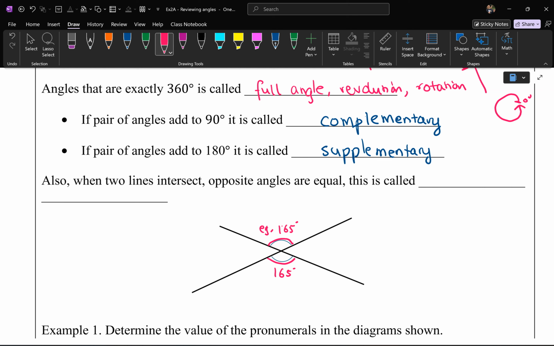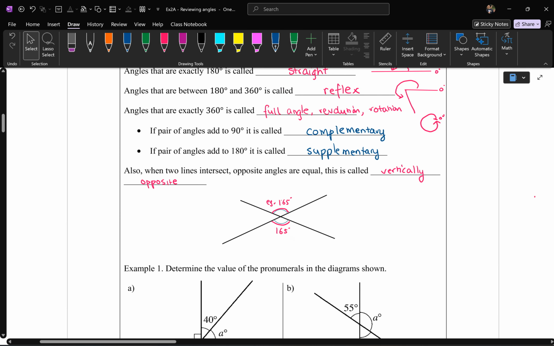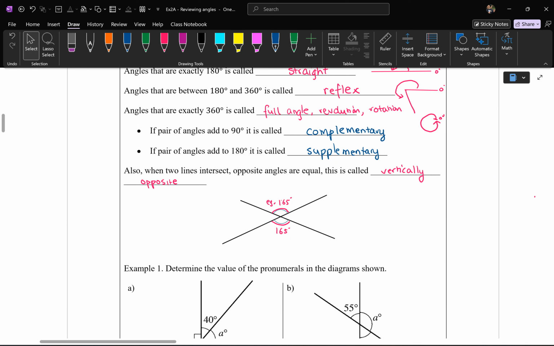This is called what? There's a name for this. It only happens at the intersection of two lines, no matter which line. What is it called? It starts with V. Vertical, but missing a few bits. Good, I'll write it down. Vertically opposite. This is going to be key because that's part of your parallel lines property as well. So vertically opposite is a key one.